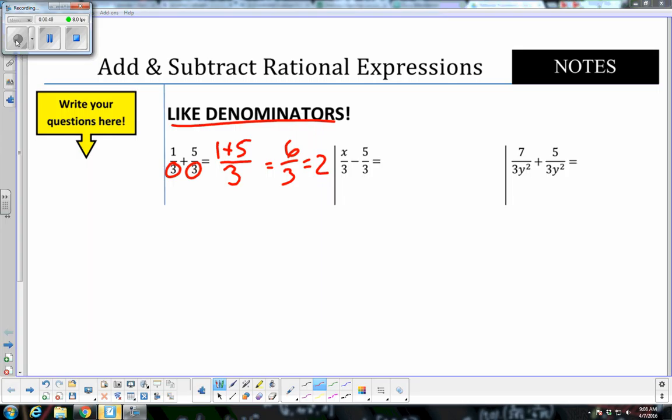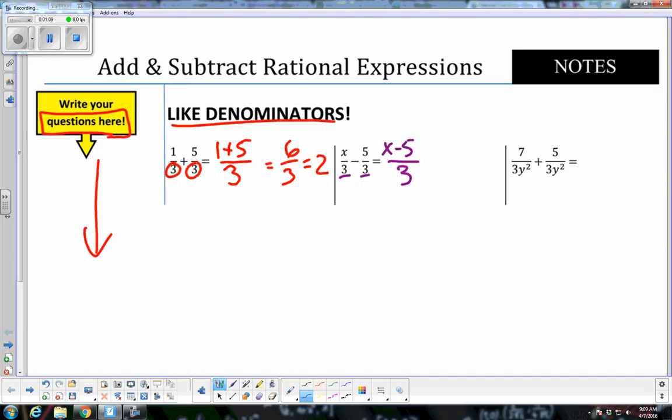Also remember, if you have any questions, go ahead and jot them down in this section right here, and I'll come around and answer them as needed. Okay, the next section, let's take a look at this. What if I threw a variable in here? Would that make it any different? They both have like denominators of 3, so the base stays 3. And then the top is just going to be x minus 5. That's it. That's all you can do.